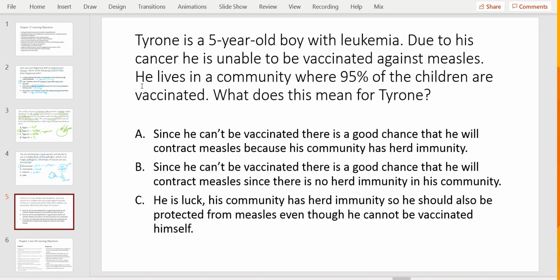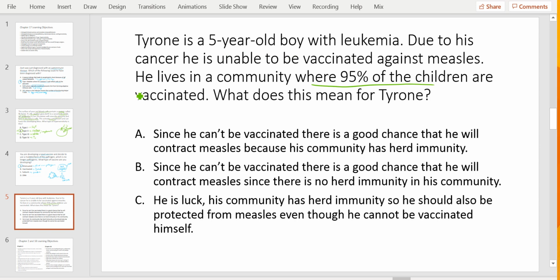Okay, so let's look at this next question, which is really talking about the whole purpose of vaccination. Okay, so it says, Tyrone is a 5-year-old boy with leukemia. Due to his cancer, he's unable to be vaccinated against measles. He lives in a community where 95% of the children are vaccinated. So what does this mean for Tyrone?